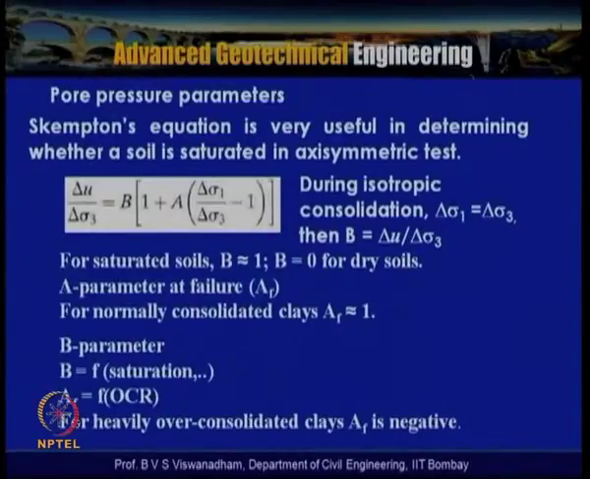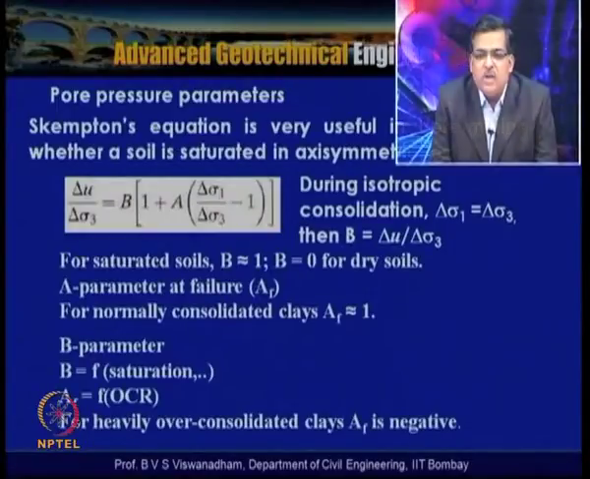So during isotropic condition, delta sigma 1 is equal to delta sigma 3. When you substitute in this, what we get is that b is equal to delta u by delta sigma 3. So during the isotropic consolidation, we maintain delta sigma 1 equal to delta sigma 3, and with that, delta u by delta sigma 3 is equal to b. So for saturated soils, b is equal to 1, and b is equal to 0 for dry soils.